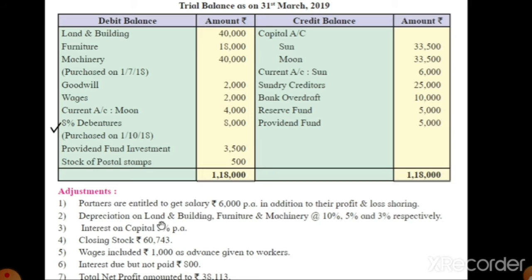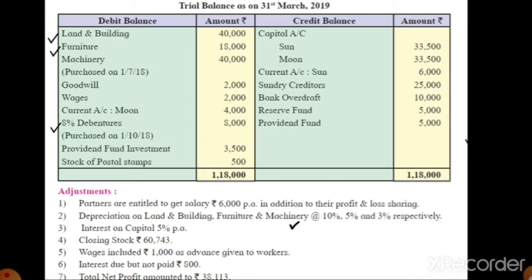Student, in this second adjustment depreciation is charged on certain fixed assets. First of all, on land and building we charge 10% depreciation. Okay, we put a tick mark before this land and building. Similarly, we have to charge the depreciation on furniture also. So here the furniture is available in the trial balance list, debit side. Then along with this, they give the machinery depreciation. We have to charge 3% depreciation on that machinery.